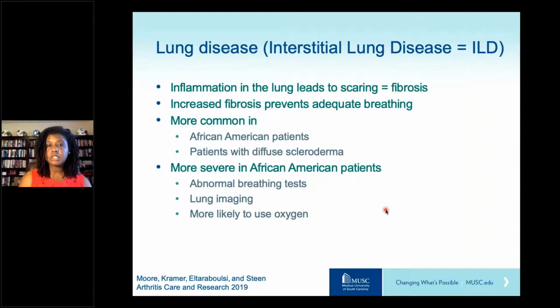Unfortunately, interstitial lung disease is more common in African American patients. It's also more common in patients with diffuse scleroderma. When African American patients do develop interstitial lung disease, it is more severe. And the severity is measured by the abnormality of the breathing test, or the pulmonary function test, that we monitor on a regular basis in our patients. It can also be seen in lung imaging, including CAT scans that occur in our patients. Also, African American patients, due to the severity of their disease, are more likely to have to use oxygen.